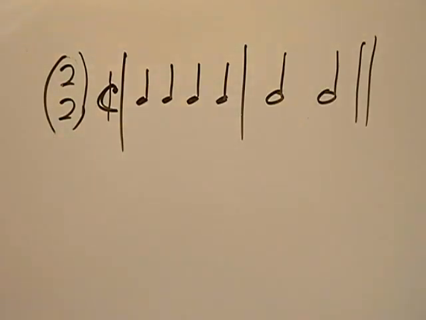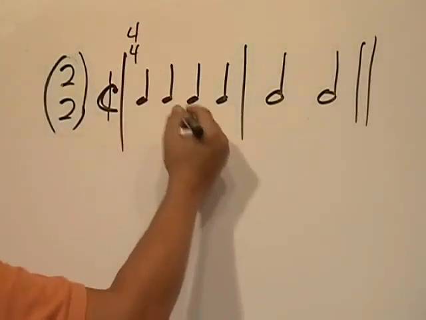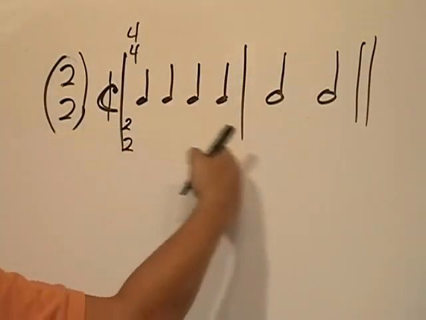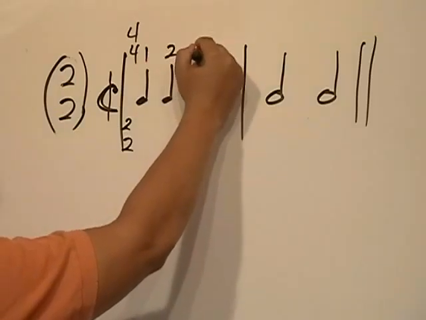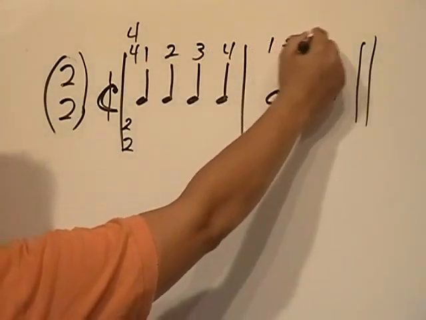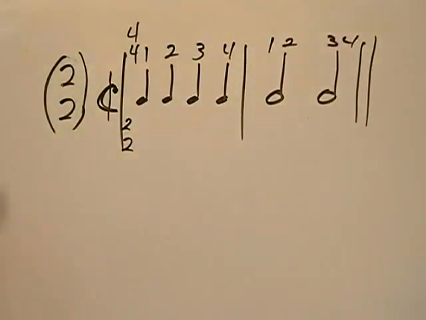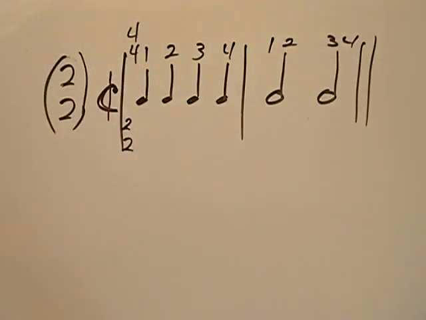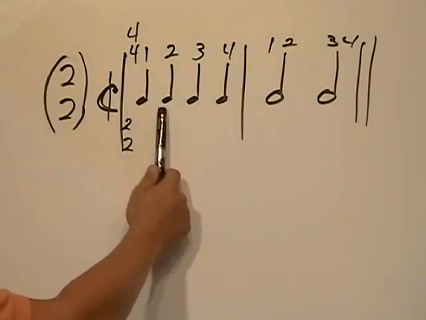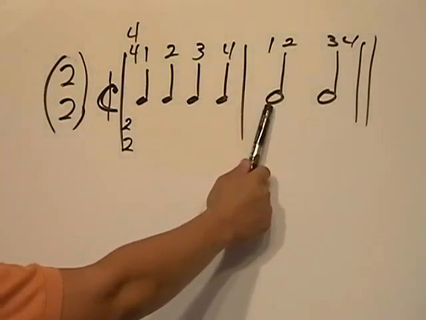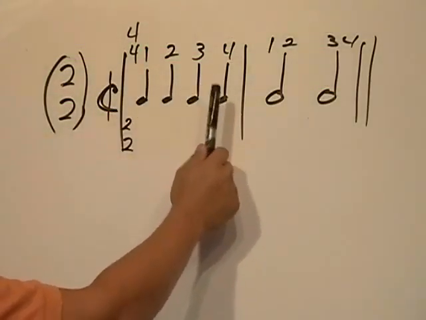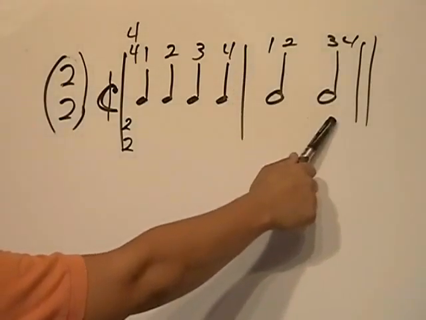Now, I'll show you here, 4/4, and I'll put 2/2 up here. So I'm going to put the counts of the 4/4 up here, but counts of 2/2 down here. So 4/4, 1, 2, 3, 4, like that. So let's perform the 4/4 version. 1, 2, ready, go. 1, 2, 3, 4. 1, 2, 3, 4. Do it again. 1, 2, ready, go. 1, 2, 3, 4. 1, 2, 3, 4.